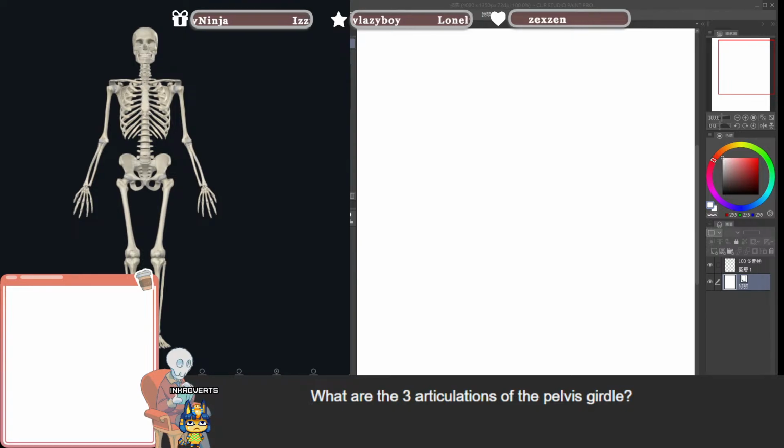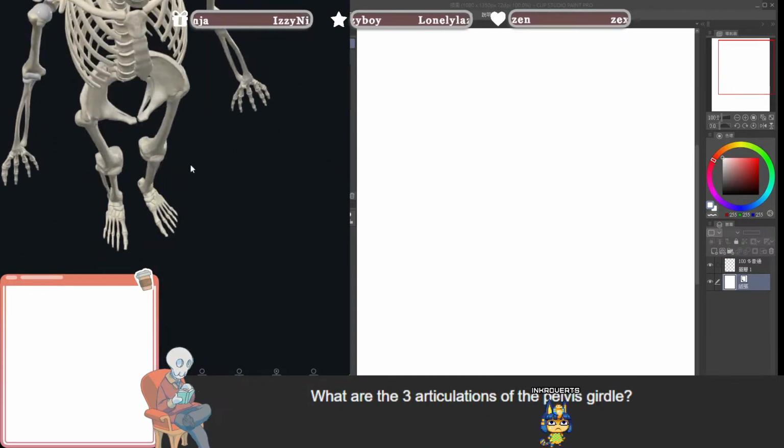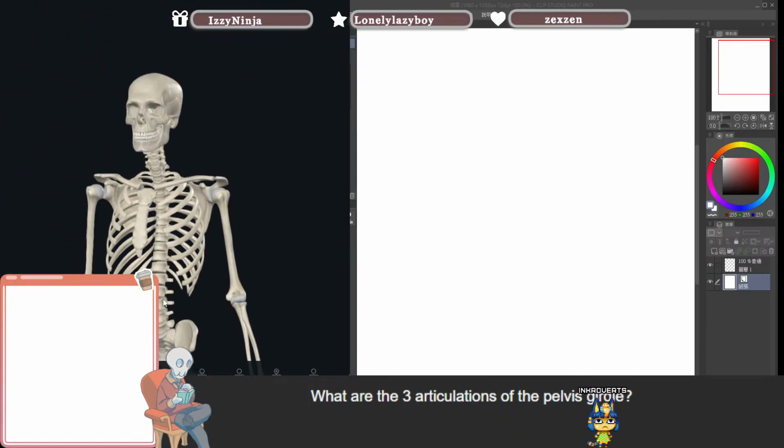Let's go. First off, this setup is sort of new, and what we're doing here is sort of like a revision test. On the very bottom of the screen, we have the question. Currently it's, what are the 3 articulations of the pelvic girdle? And on the side there is an app called Complete Anatomy. It's a 3D model that you can basically move the skeleton around.